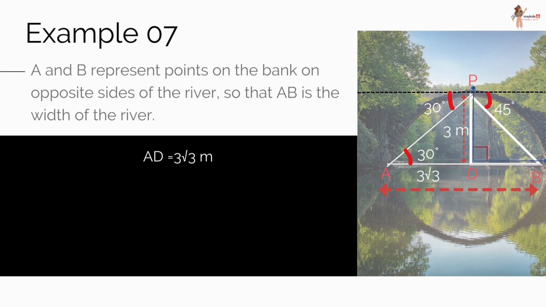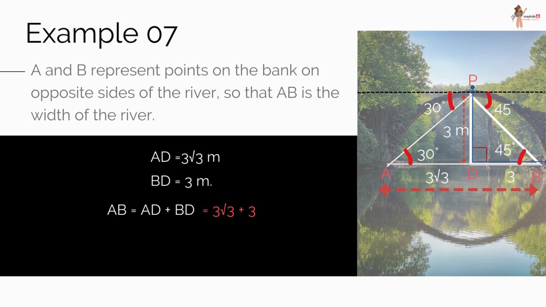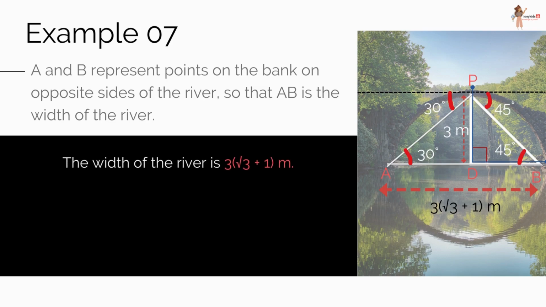Also, in right triangle PBD, angle B is equal to 45 degree. So, tan 45 is equal to PD upon BD. We can say 1 is equal to PD upon BD. So PD is equal to BD, which is equal to 3 meters. Now AB is equal to BD plus AD, which is equal to 3 root 3 plus 3. Or we can say it is 3 times root 3 plus 1 meters. Therefore, the width of the river is 3 times root 3 plus 1 meters.